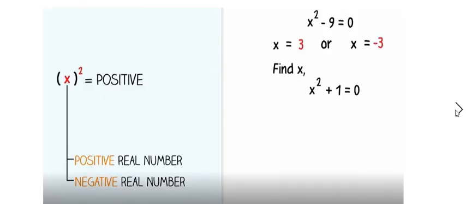Let's understand the situation now. A squared number is always positive, whether the number x was a positive real number or negative. Conclusion: a negative number doesn't have real square roots. If we have, like, negative 9, we say that its square root does not exist.